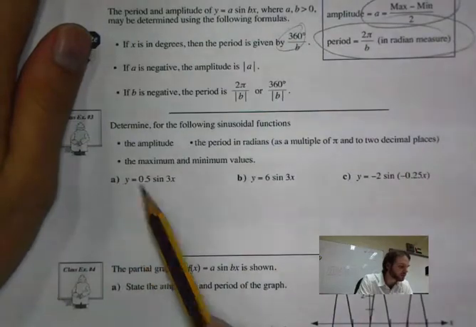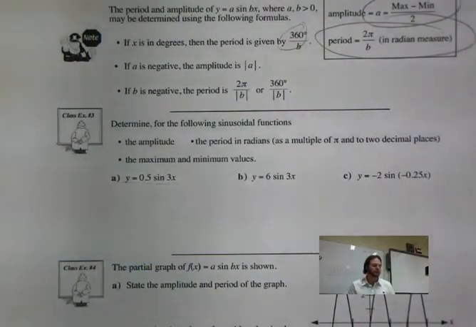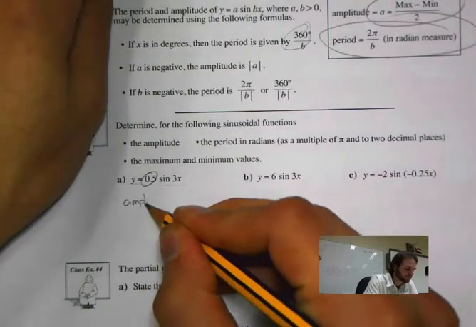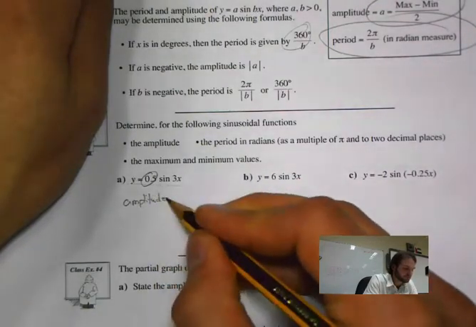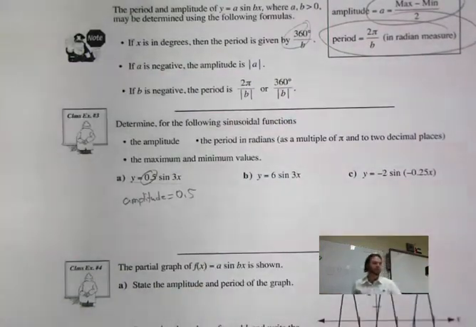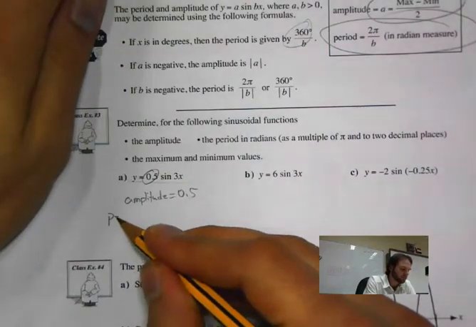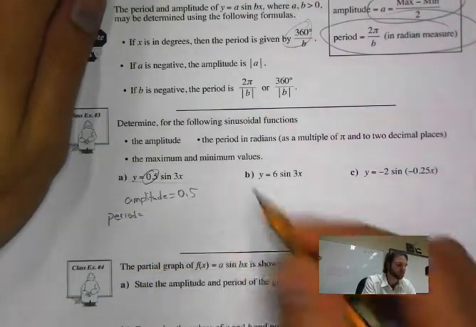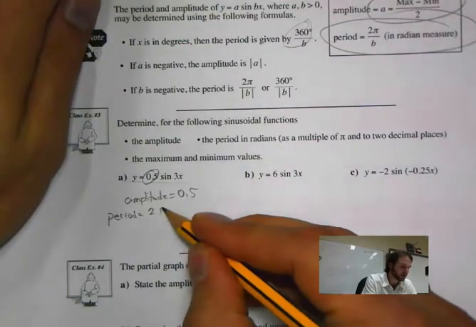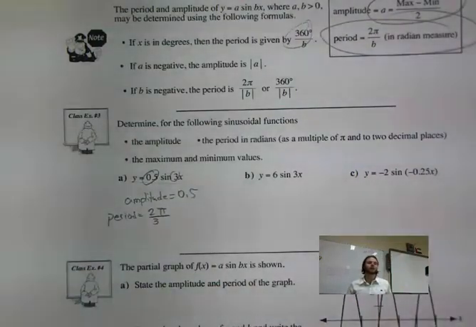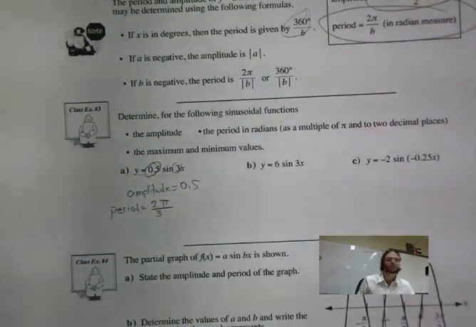So here we go. y is equal to 0.5 sine 3x. My amplitude normally is 1 if it's just sine x, so this here is my amplitude. My amplitude is equal to 0.5. Now we want to know what my period is. My period is equal to 2 pi divided by b, and my b is 3. So it's just 2 over 3 pi. You could calculate that out and put it into 2 decimal places. I'm not going to do that right now because I don't have my calculator on.